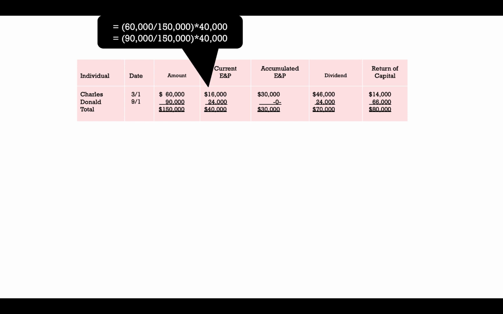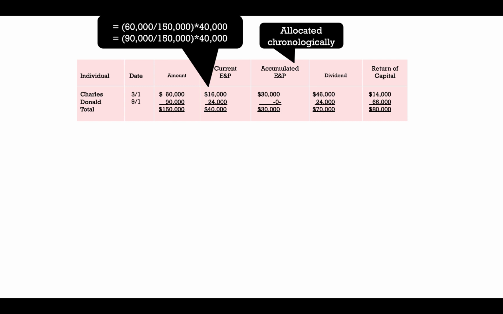So doing that math, it gives Charles $16,000 and Donald $24,000 of current earnings and profits. All right, so that's $40,000. That's all of our current earnings and profits used up. Our total accumulated earnings and profits is $30,000. That is allocated chronologically. So that all goes to Charles. So Charles' total dividend is $46,000, $16,000 from the current earnings and profits, and $30,000 from the accumulated. And the remaining distribution to him is $14,000, and that is going to reduce his basis. That's a return of basis.